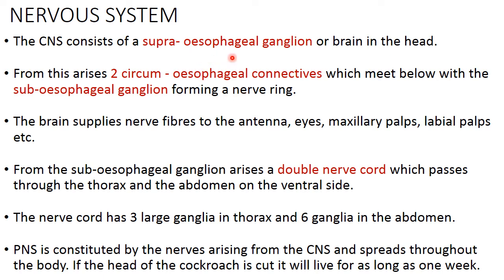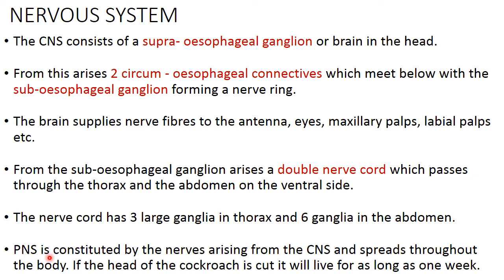And the supraesophageal ganglion, or the brain, is going to supply nerve fibers to the antenna, because the head has many structures: eyes, maxillary palps, the palps associated with the maxilla, and the labial palps associated with the labium, etc. And what will arise from the subesophageal ganglion? A double nerve cord which passes through the thorax and the abdomen on the ventral side. And in this nerve cord there are ganglia, 3 in the thorax and 6 in the abdomen.